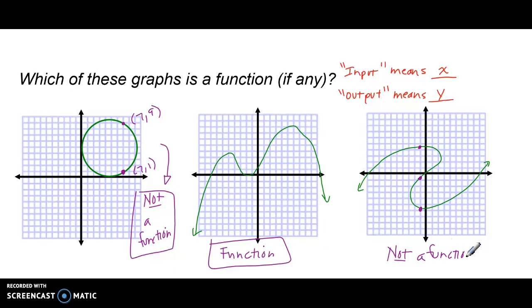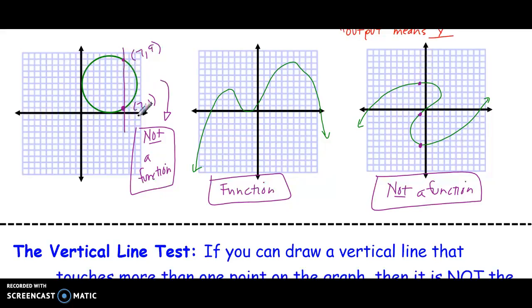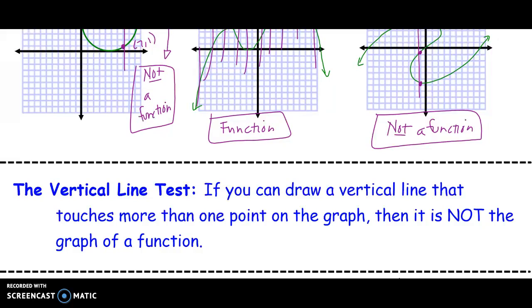This leads to a quick and easy visual test. This quick and easy visual test is called the vertical line test. It says, if you can draw a vertical line that touches the graph at more than one point, like in that picture over there on the left and on the right, vertical line more than one point, vertical line more than one point. Here, every vertical line only hits one point. If you can draw a vertical line that touches more than one point on the graph, then it's not the graph of a function.